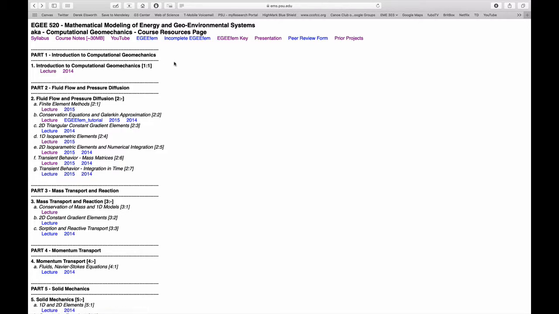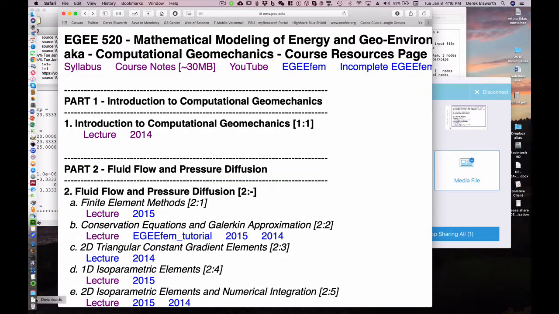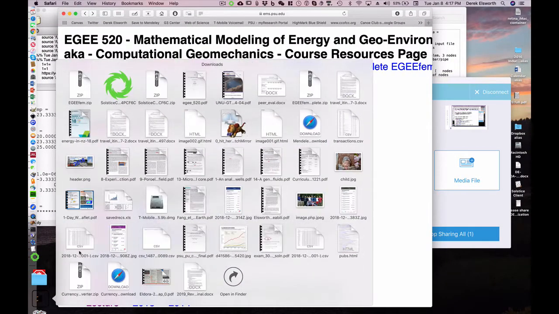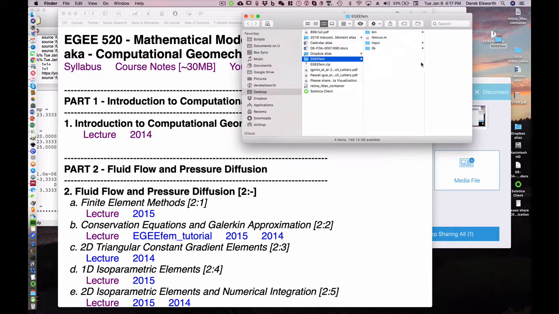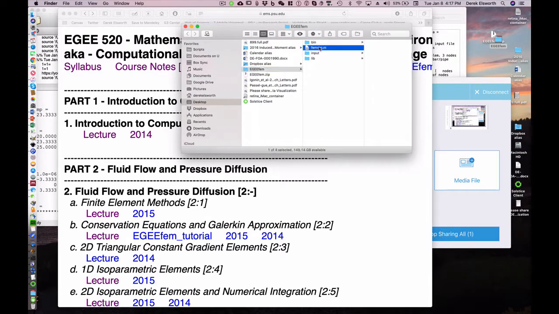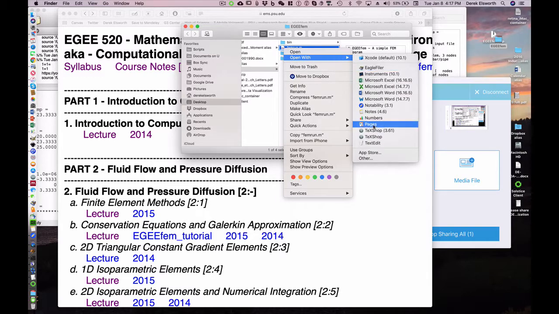There is a small finite element code that I wrote. It's called EGE-FEM. You can download it. It's in a zip file. If I unzip it, you can do the same. You'll find that these are MATLAB files, which I will open with TextEdit.